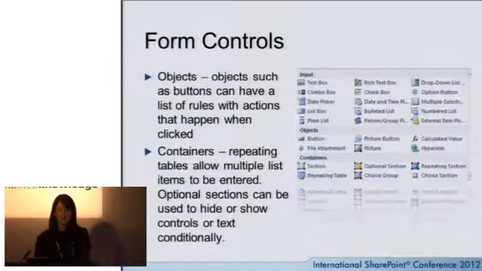Objects are going to be things like buttons, picture buttons, hyperlinks, things that aren't storing data. It's just something that someone is interacting with on the form. And then again, containers like repeating tables and optional sections.